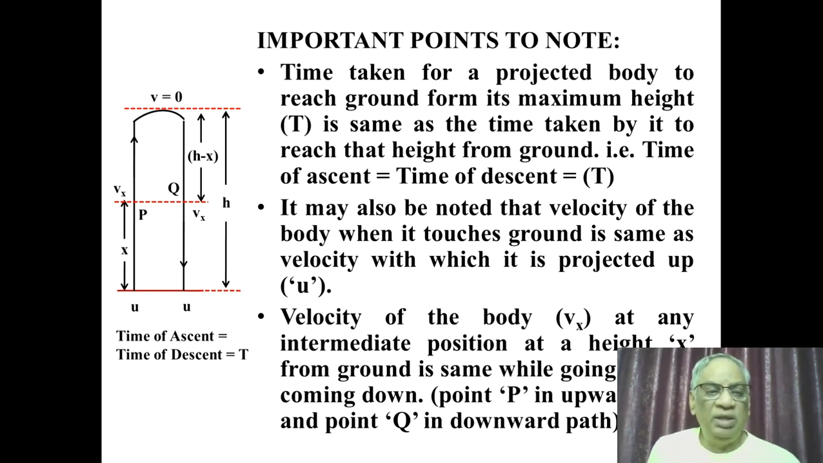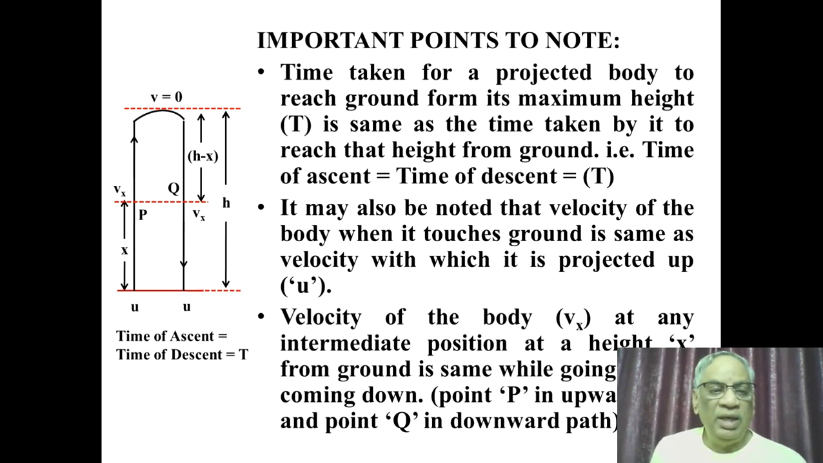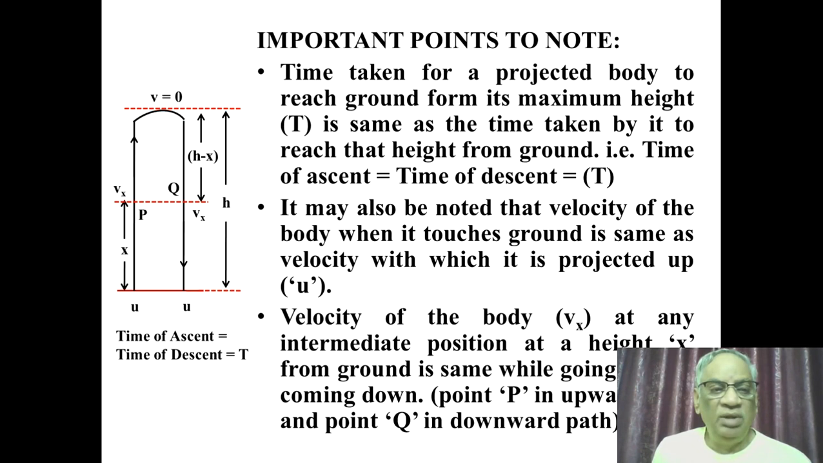That points P and Q. Here one thing you remember: though we are showing two lines in the figure, two lines we are using to indicate the ascent travel and the descent travel, actually both will be in the same line because the body goes up and falls down in the same line. Only for convenience we are showing two tracks in the figure.